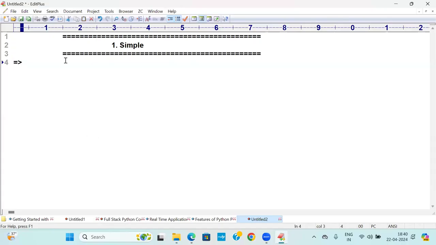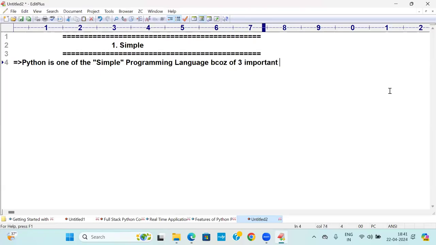Okay, let's start. Python is one of the simple programming languages, because I'm writing shortcut code, and because of 3 important technical factors. What are those technical factors? I am explaining. Three important technical factors. What are those technical factors?